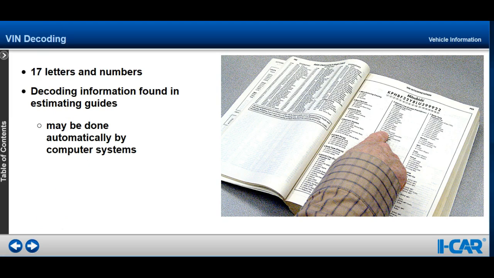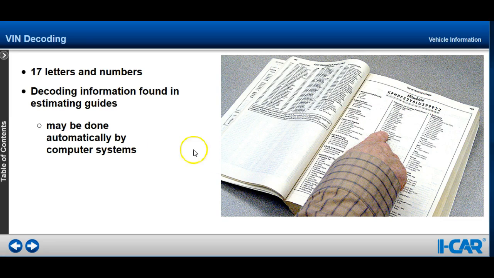Decoding a VIN. This will be on the exit module exam, I bet. How many letters and numbers are on a VIN? 17. 17 letters and numbers. Decoding information is also found in the guides. Okay, so you see Mitsubishi has their layout here on what each number means.